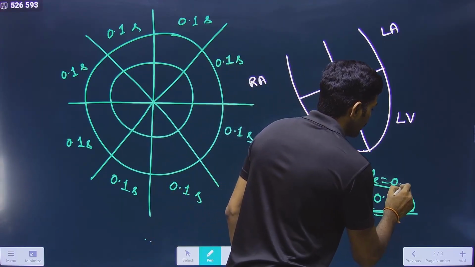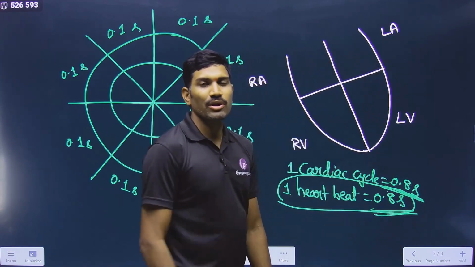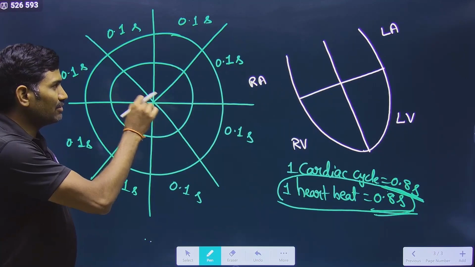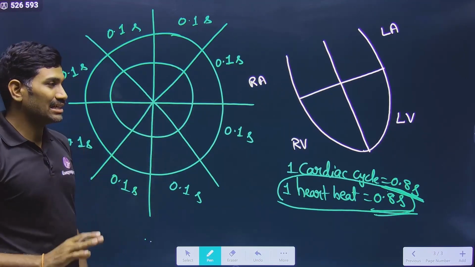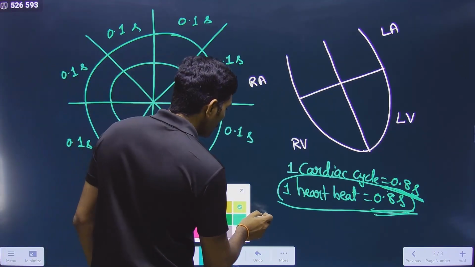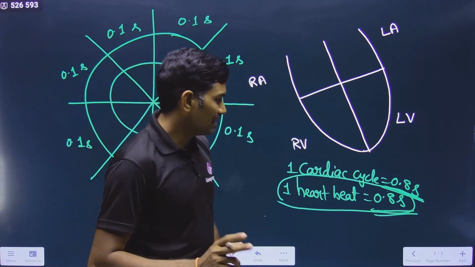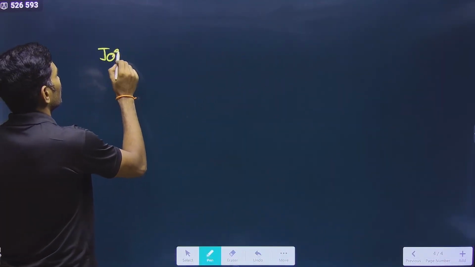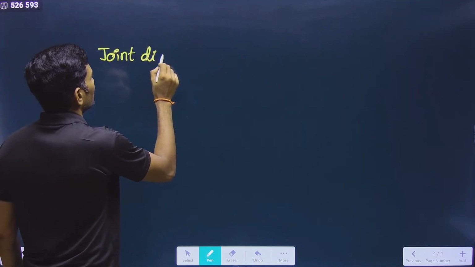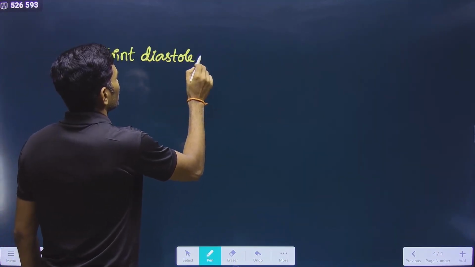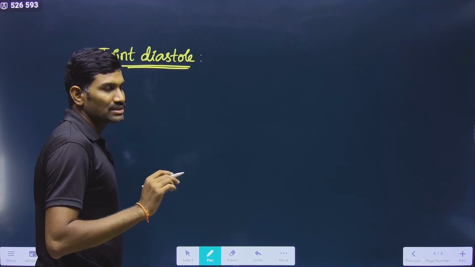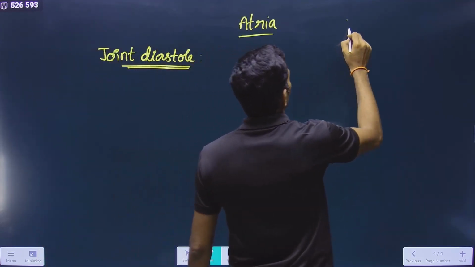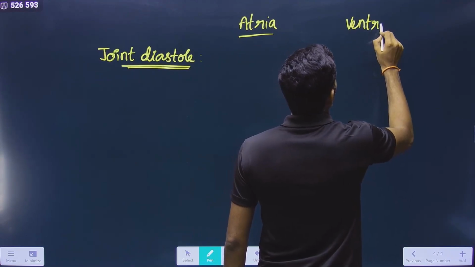For one cardiac cycle, what is the time taken? 0.8 seconds. Now let us see, for every 0.1 second of the 0.8 seconds, how exactly it takes place. First, for convenience, we are talking about joint diastole. During joint diastole, what do we say about the atria condition and the ventricles condition? Let us see this.